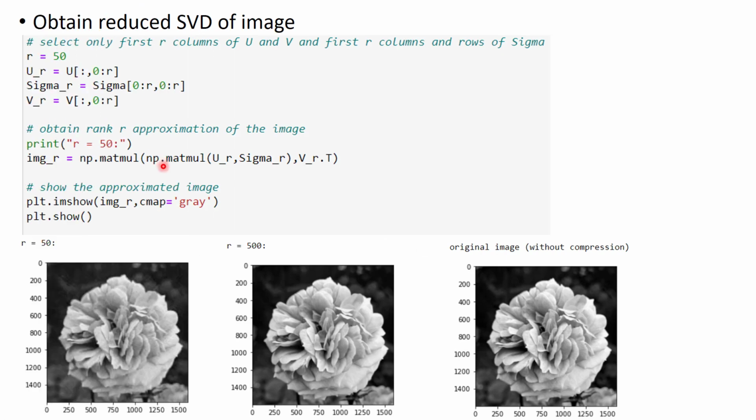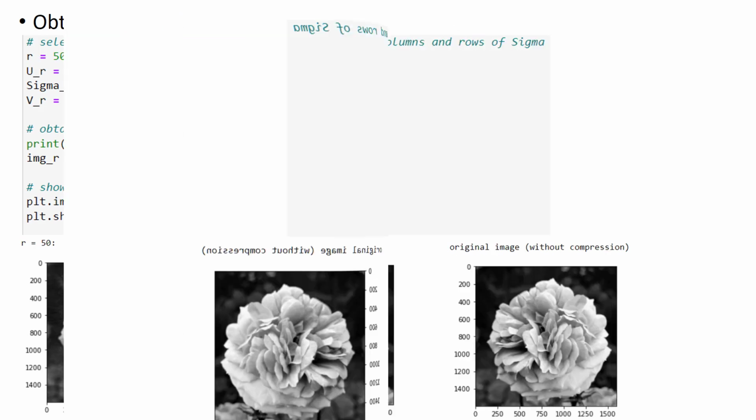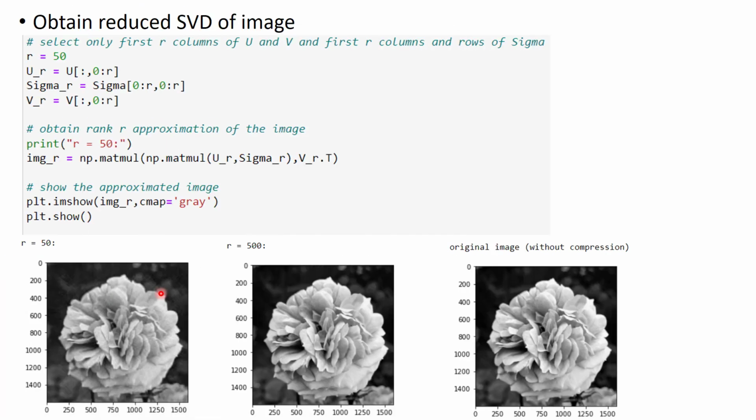Here we are constructing back the image by multiplying the U, sigma, and V together to obtain the rank R approximation of the image. We can see that among the three images here, the lower the value of R, the lower the quality of the image. That's because we are retaining less information in order to achieve data compression. Do try out practical 4 task 2 on your own.